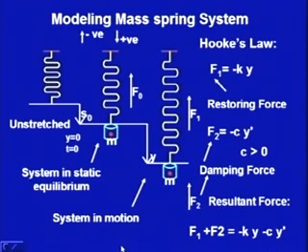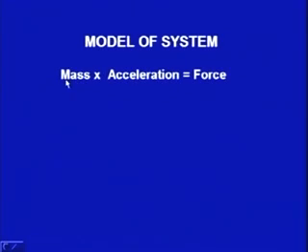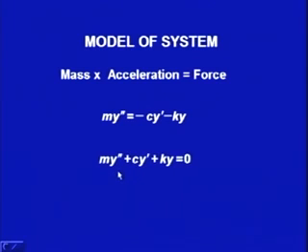Now, we are ready to get the model of this system, by Newton's second law, mass into acceleration is equal to force. Mass is m, acceleration is y double dash, and the force we have found is minus c y dash minus ky. That is, we have got a differential equation, m y double dash plus c y dash plus ky is equal to 0. This is a second order linear differential equation with constant coefficients, since all these are constants.